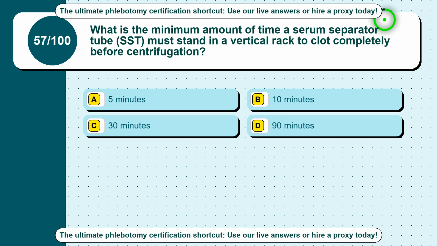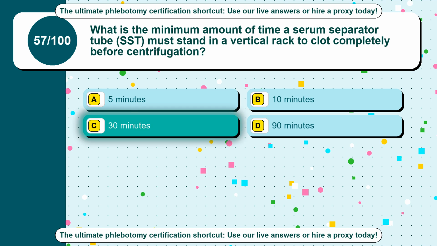Question 57. What is the minimum amount of time a serum separator tube, SST, must stand in a vertical rack to clot completely before centrifugation? Option A, 5 minutes. Option B, 10 minutes. Option C, 30 minutes. Option D, 90 minutes. The correct answer is option C, 30 minutes.